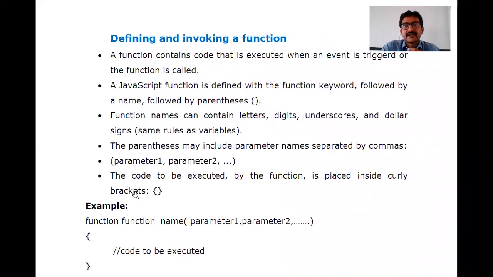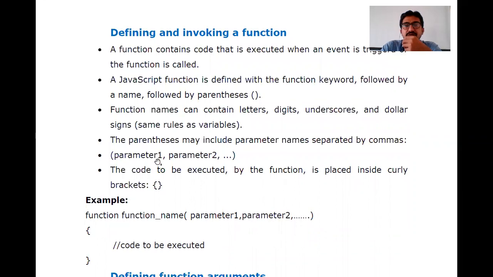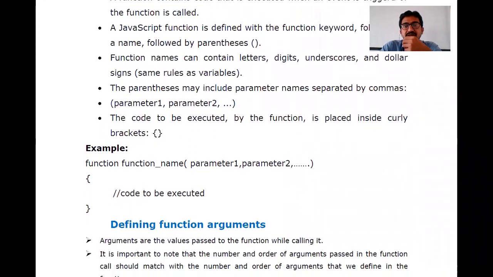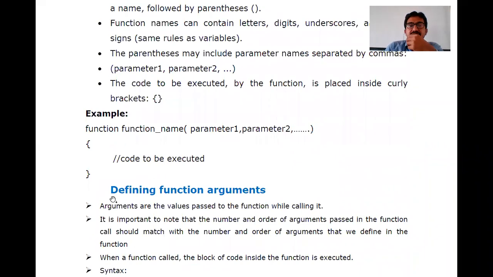Coming to the first heading, defining and invoking a function. This is a theoretical part. Please go through that. Theoretical in the sense of an explanation for that. So already you are aware how to declare a function in JavaScript with the help of the function keyword followed by the name of the function followed by parameter 1, 2, 3 like this. Between the open braces and close braces, the code will be available.